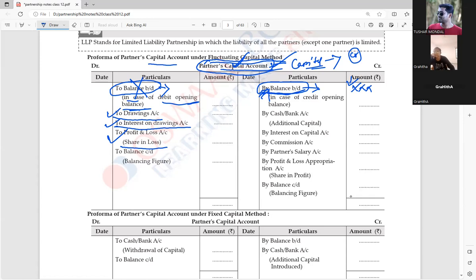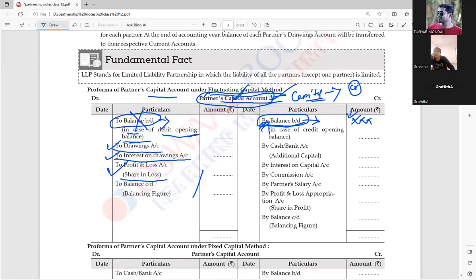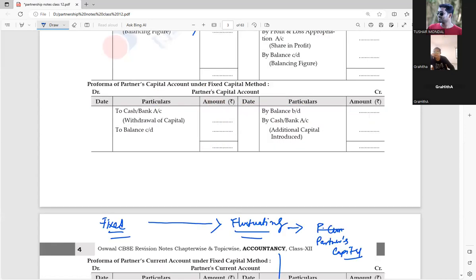Okay, next point: the proforma of partners' capital account under the fixed capital method. Under the fixed capital method, there will be two accounts we are maintaining, correct? Before this, we saw the fluctuating capital method. Now, in the fixed capital method, two accounts we are maintaining.